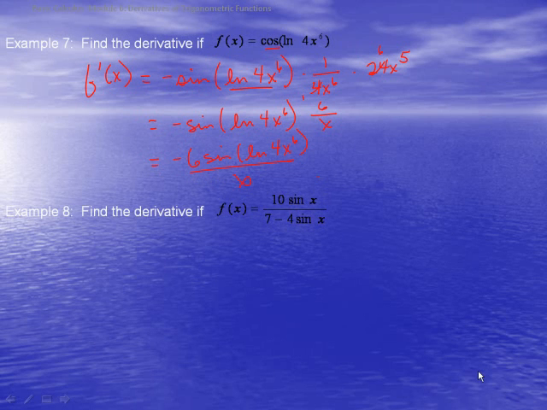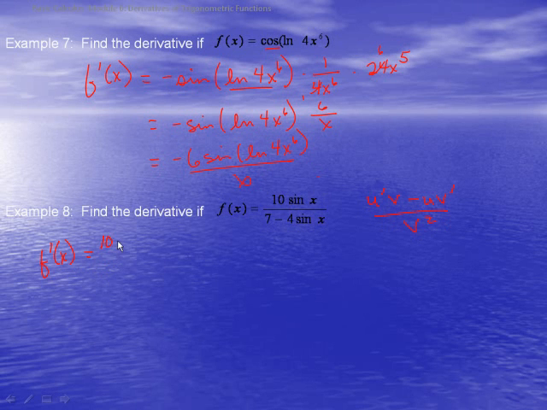In example 8, we need to find the derivative of a rational function with trig functions in it. So we need to remember to use our quotient rule. Okay, so we're going to start off.